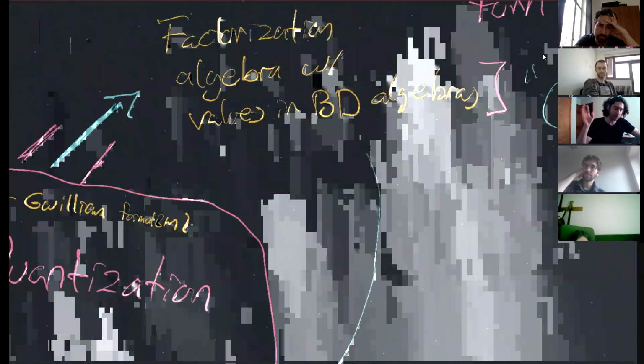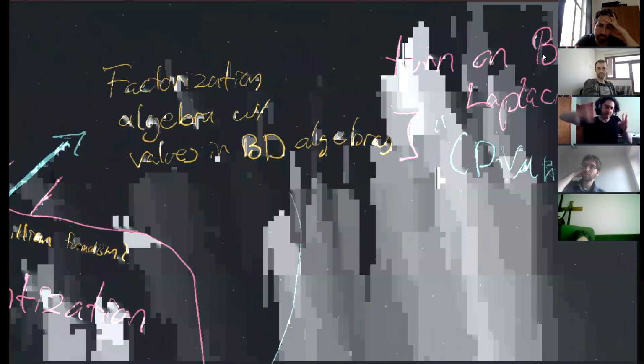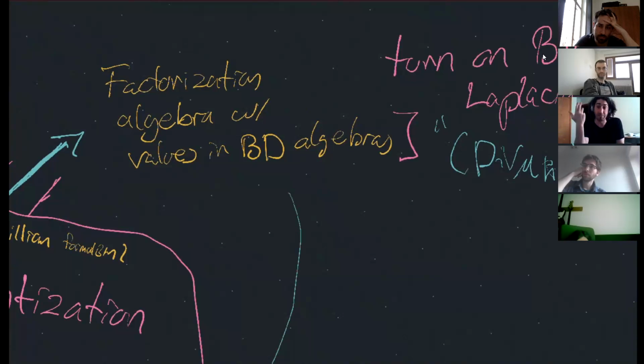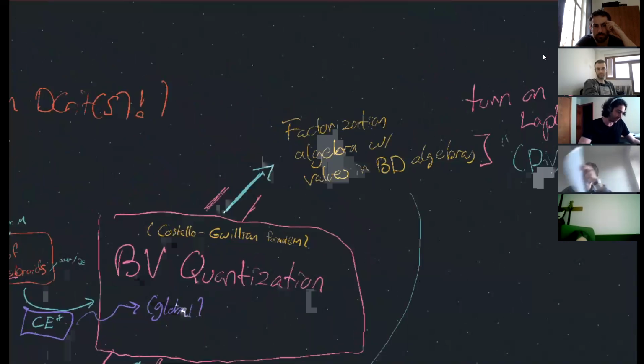You can forget about this whole factorization algebra part for now. You're just trying to find a BV Laplacian, something playing the role of divergence with respect to mu h bar as before, okay? And then when you set h bar to 0, you get the old thing, right? So this is one way of interpreting BV quantization.